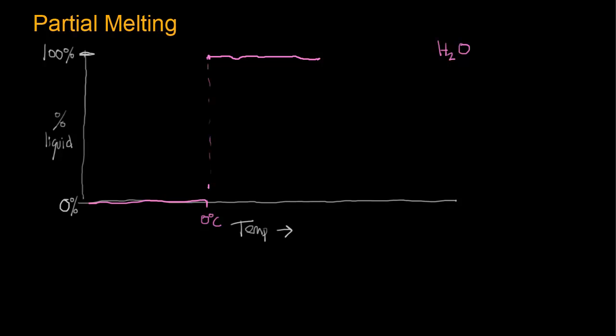Rocks, however, are not simple chemical substances. They've got lots of different components, at least 7 or 8 major components and many more minor components. And under those conditions, they melt in a very different way. So let's talk about how a typical rock would melt.